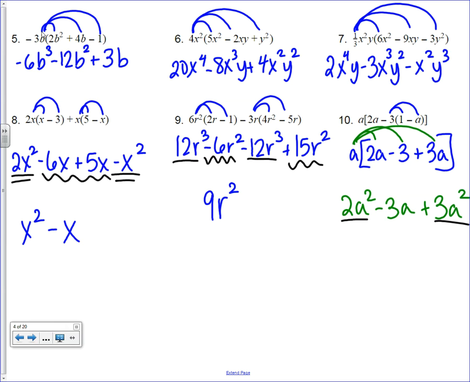Put together my like terms. That'll give me 5a squared and then minus 3a. Again, remember when we're adding and subtracting, we leave the variables the way they are. We're not adding the a squareds to make a to the 4th. Okay, the only time that we add exponents is when you are doing multiplication.